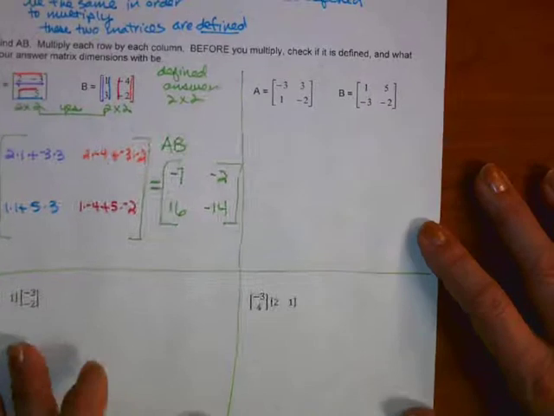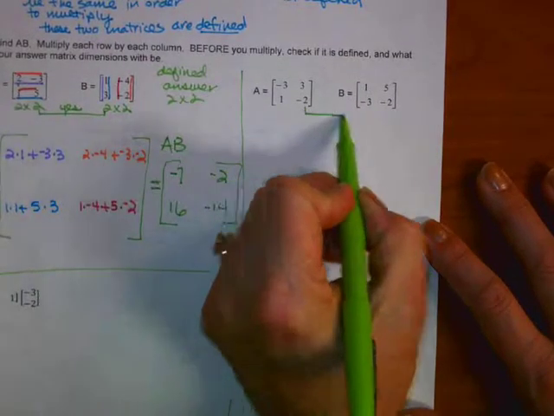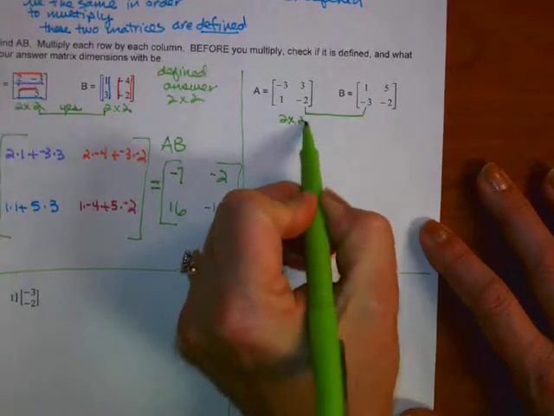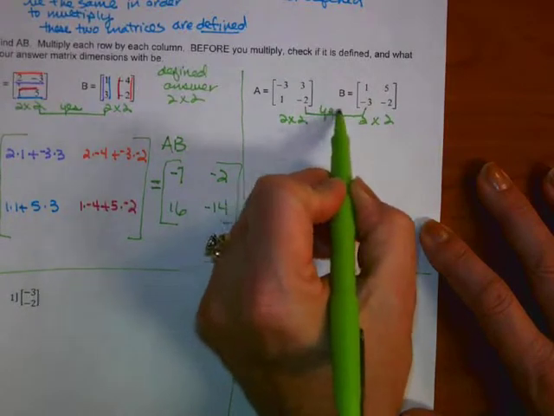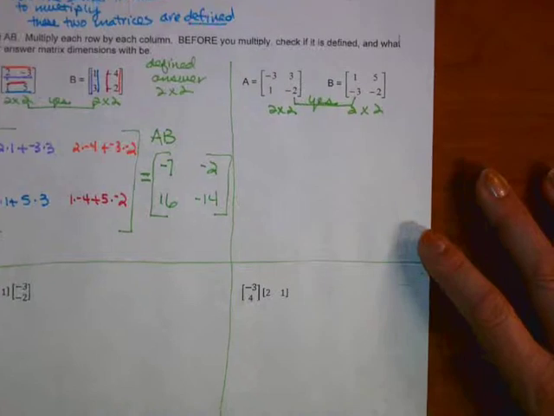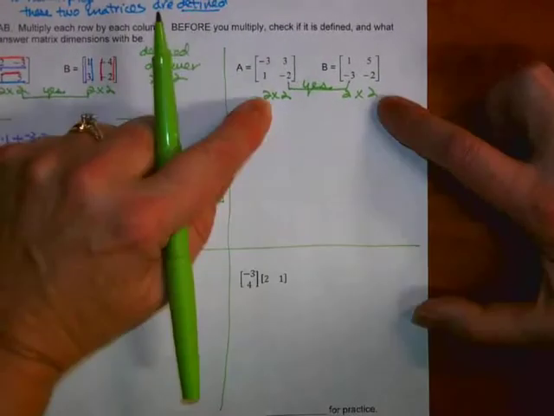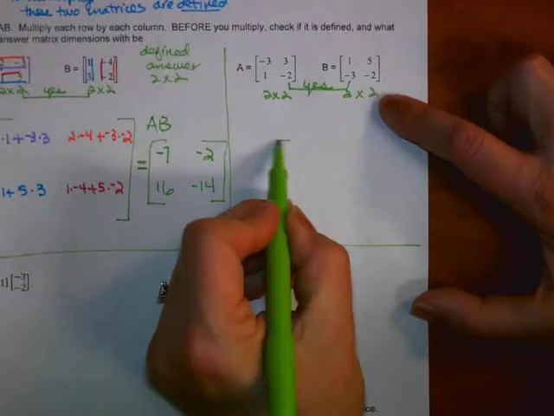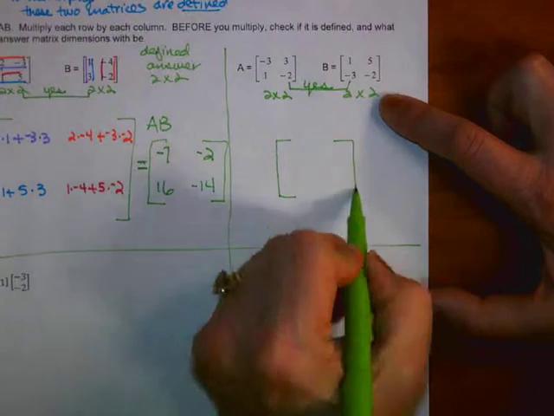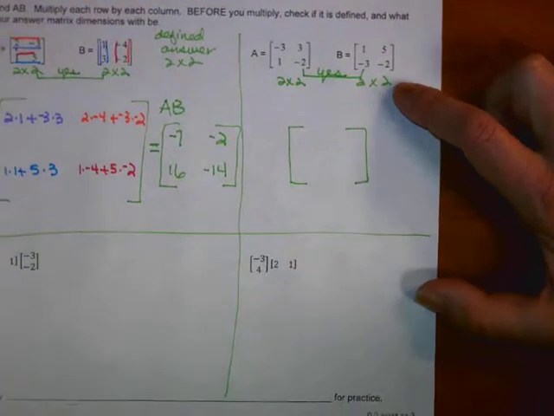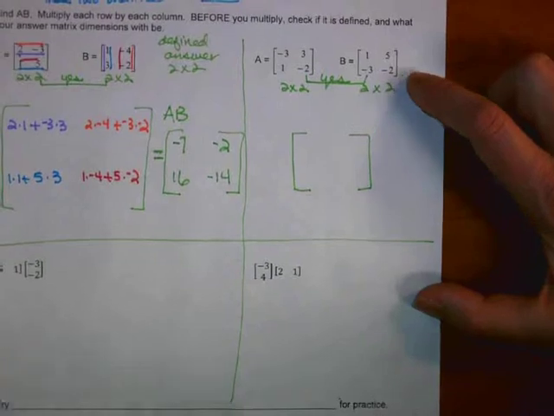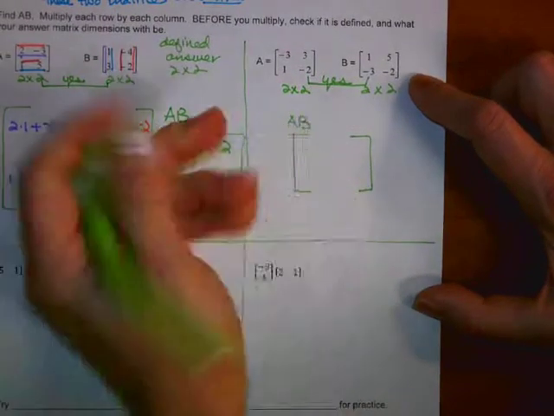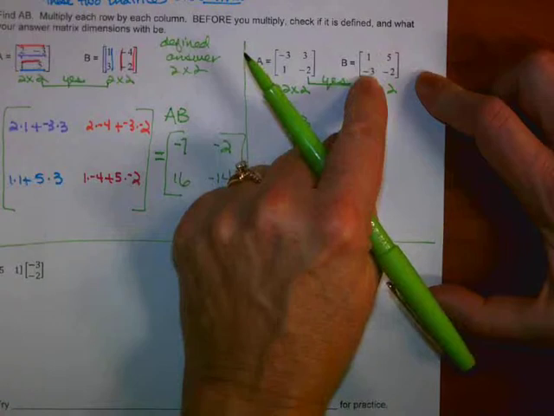So now we're going to do it again. This is a 2 by 2, and this is a 2 by 2. So I can multiply them, can I? Yes, I can. My answer is going to be a 2 by 2. So we're not even going to do the long drawn out thing. We're just going to talk ourselves through it. This is going to be my answer here. So, first row by first column.